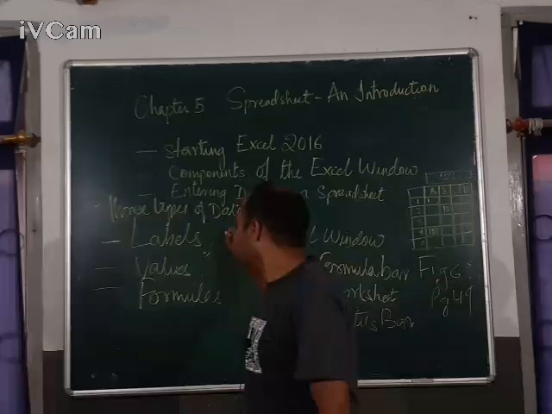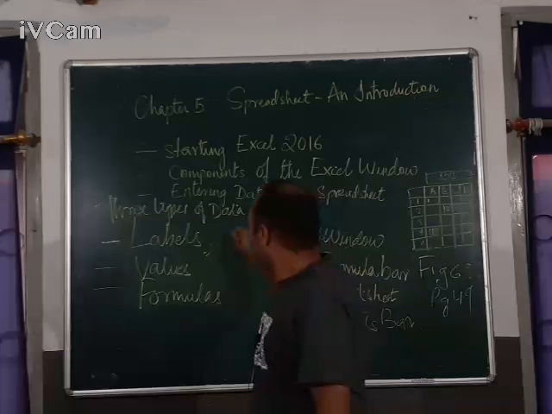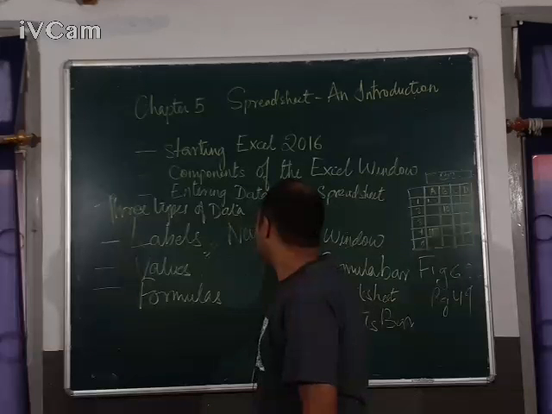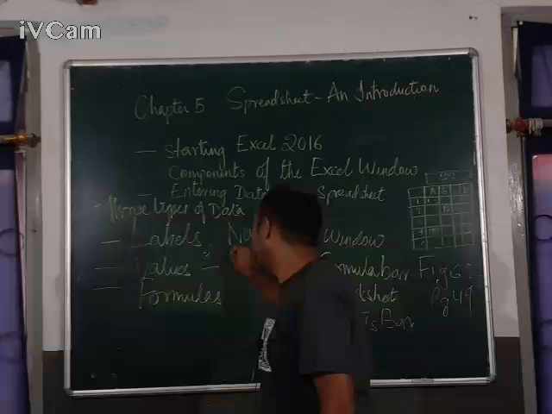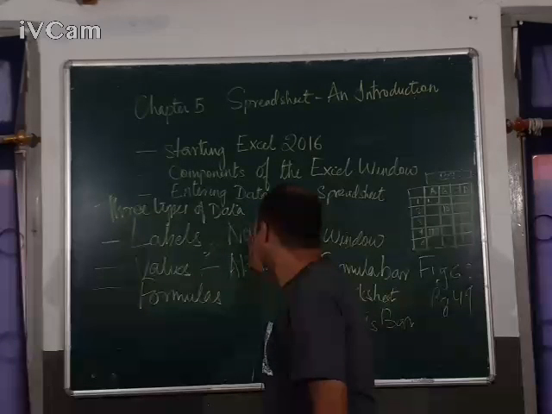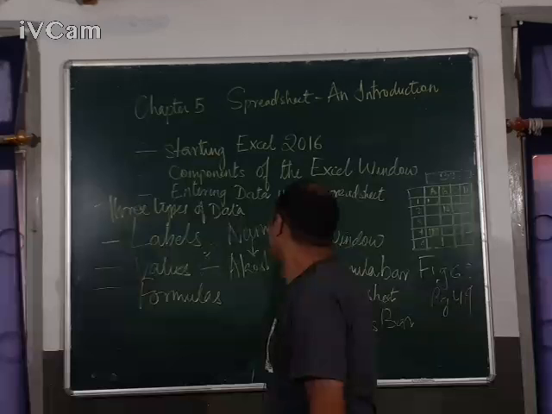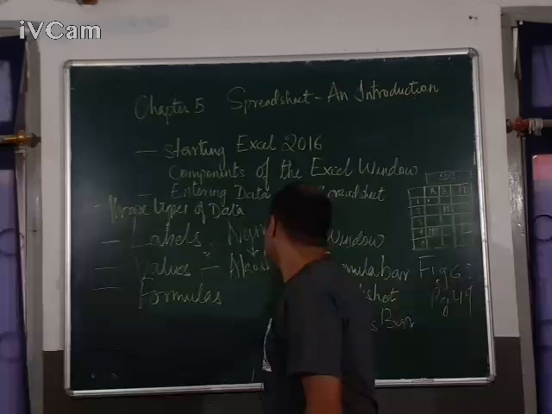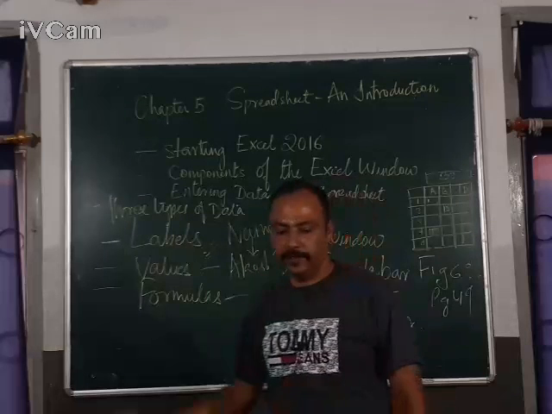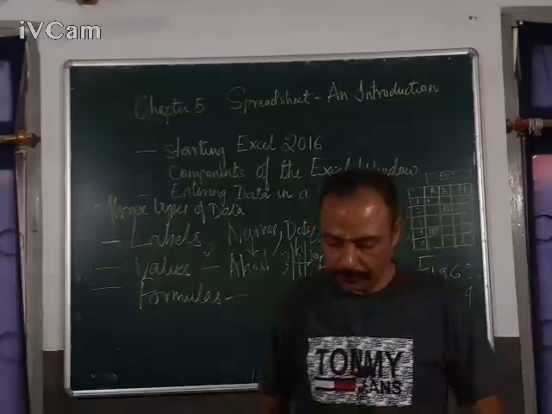Labels are, suppose if I write names, these are labels; date is a label. Now values: if I write a name, Akash, we are putting the value in that name; date, today is 3rd 9th 2020. Formulas: if I put the relationship between two cells, then that is the formula.